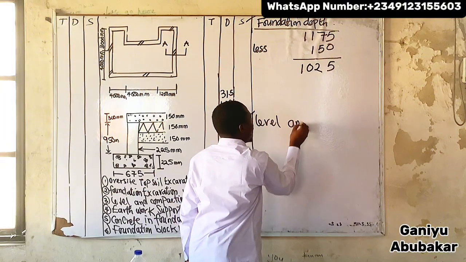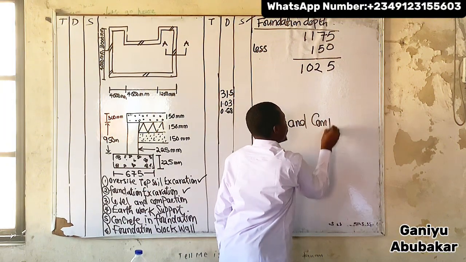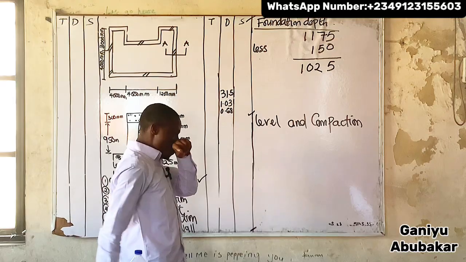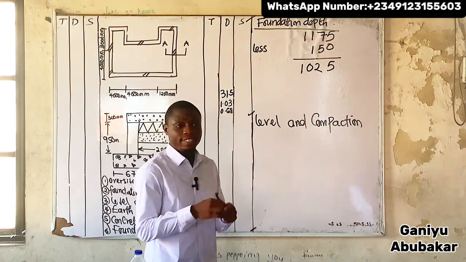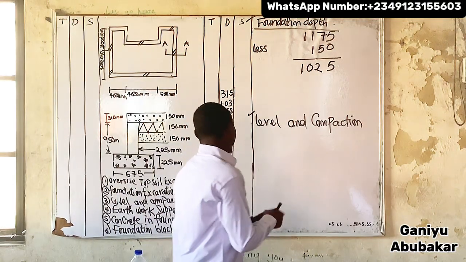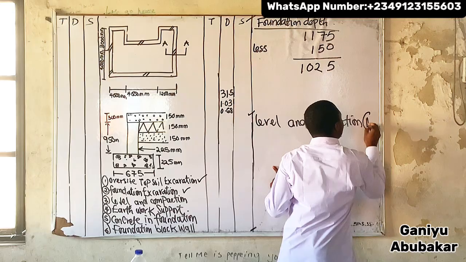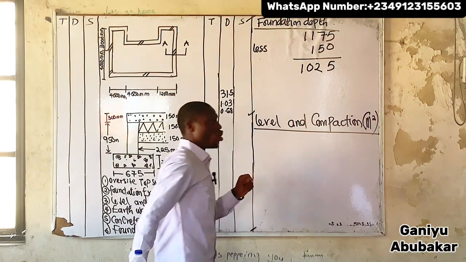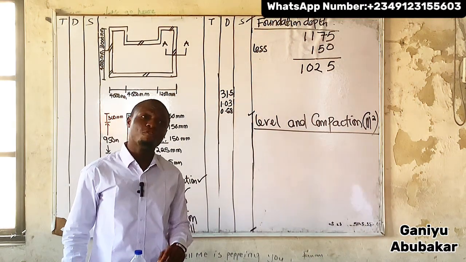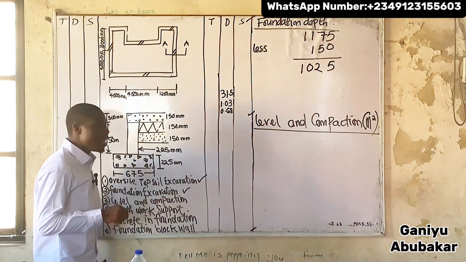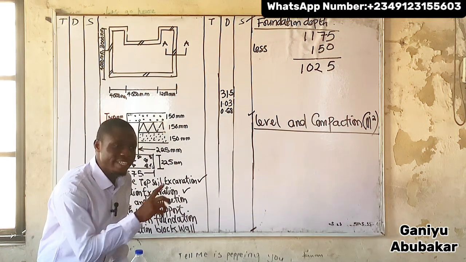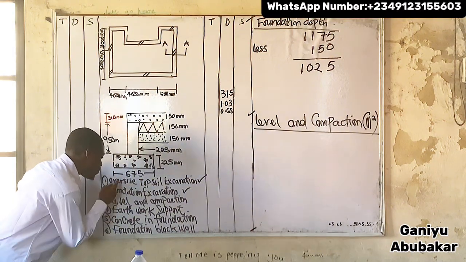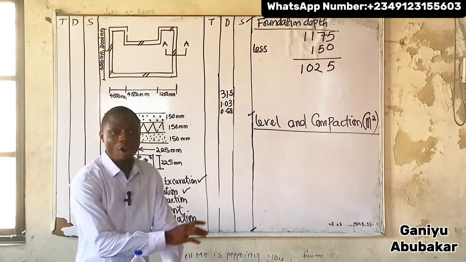Level and what there? Compaction. All right, please listen. Listen up, please. In meter square, level and compaction in meter square. Funny enough, let me give you a technique. This is simple. The only part that is confusing there is just first and second. If you conquer that one, that's all.